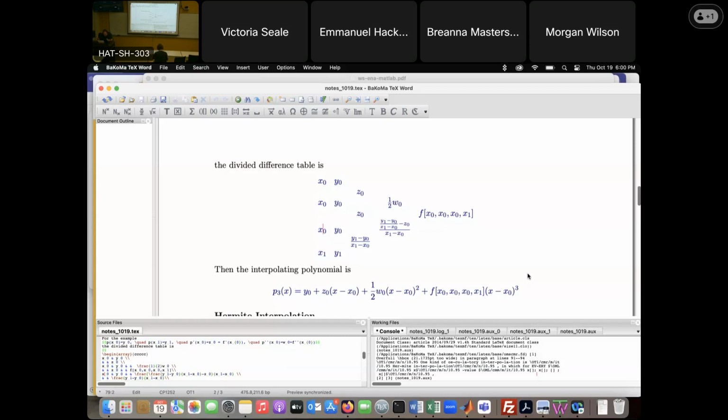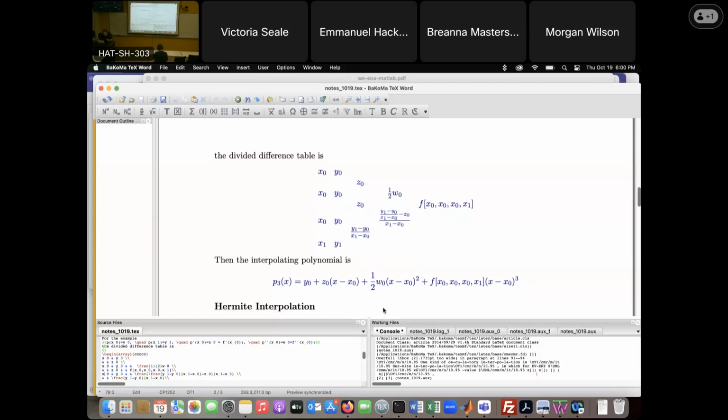For the remainder of the time, I'm going to focus on a special case of osculatory interpolation that's particularly well known, and that is called Hermite interpolation. I think I'm pronouncing it correctly.